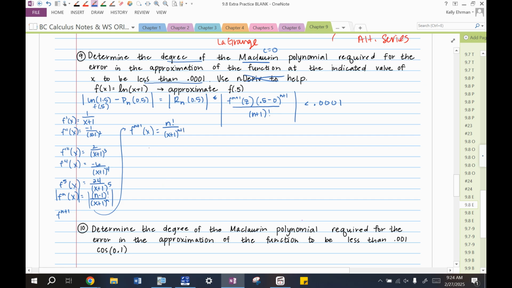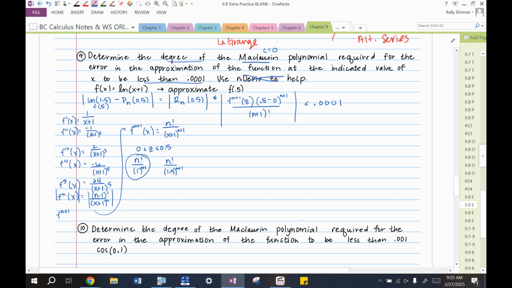And we're trying to figure out the max z. Now, z is some number sitting between the center and the approximation. And so you plug each of those extremes into this expression. So n factorial over 0 plus 1 to the n plus 1 versus n factorial over 0.5 plus 1, so 1.5 to the n plus 1. This is bigger because it's not getting divided by as large of a number.